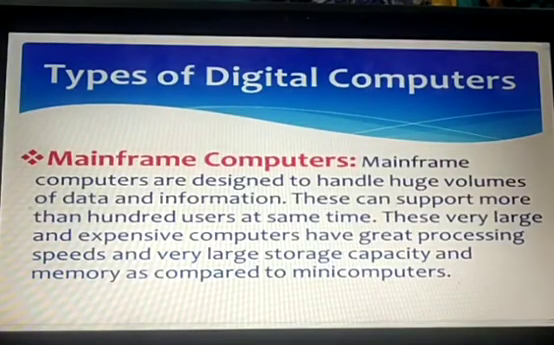mainframe computer. Mainframe computers are designed to handle huge volumes of data and information. These can support hundreds of users at the same time. These very large and expensive computers have great processing speed and very large storage capacity and memory as compared to minicomputers. These computers even work with more than one processor at the same time. Thus, one can say that these are multi-user, multi-processor systems.